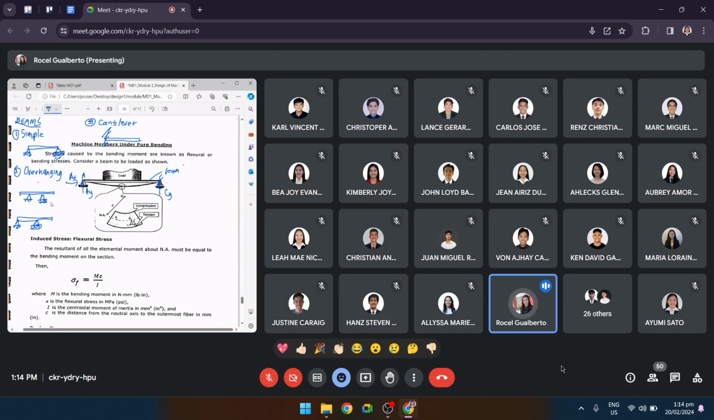For example, you have this, which is a simple beam. You'll see the reactions AY, AX, and CY. How can you obtain the values of these reactions? You simply make use of the equations of equilibrium. What are those equations of equilibrium? Anyone? Yes, Carl.